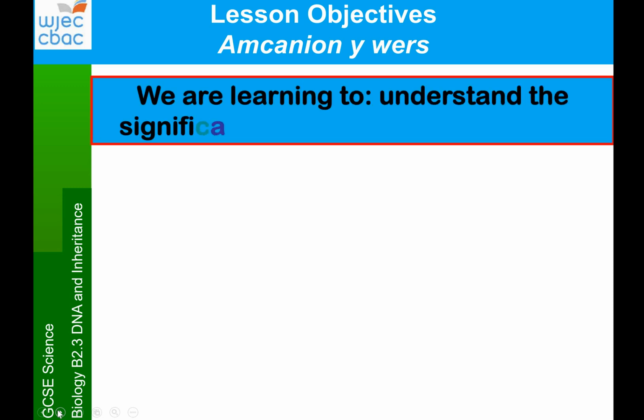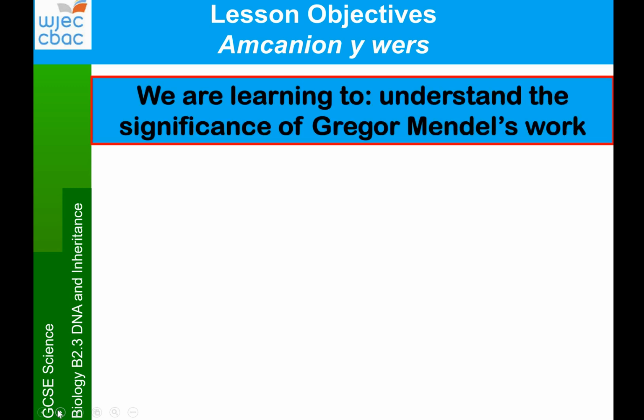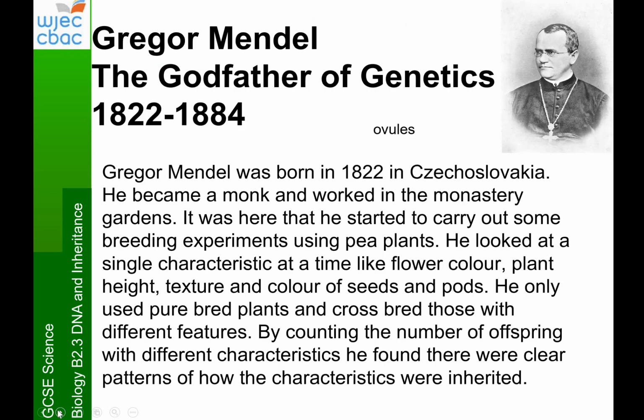So the objective today is to understand the significance of this gentleman Gregor Mendel's work. So who was Gregor Mendel? Well, here's a picture of him up in the top right hand corner. He was born in 1822 in Czechoslovakia. He was a mathematician, particularly specialising in statistics, but decided to devote his life to God. So he became a monk and worked in the monastery gardens. It was here that he started to carry out some breeding experiments using pea plants.